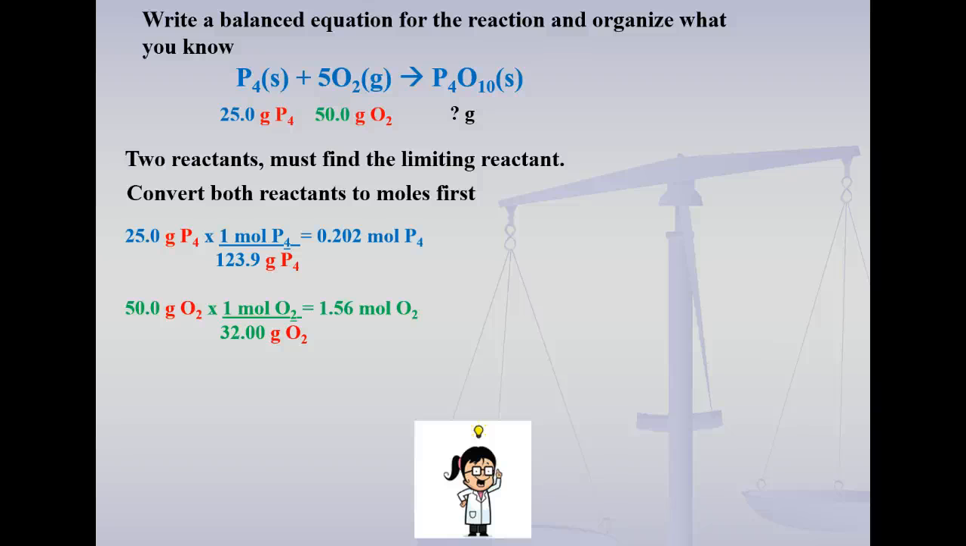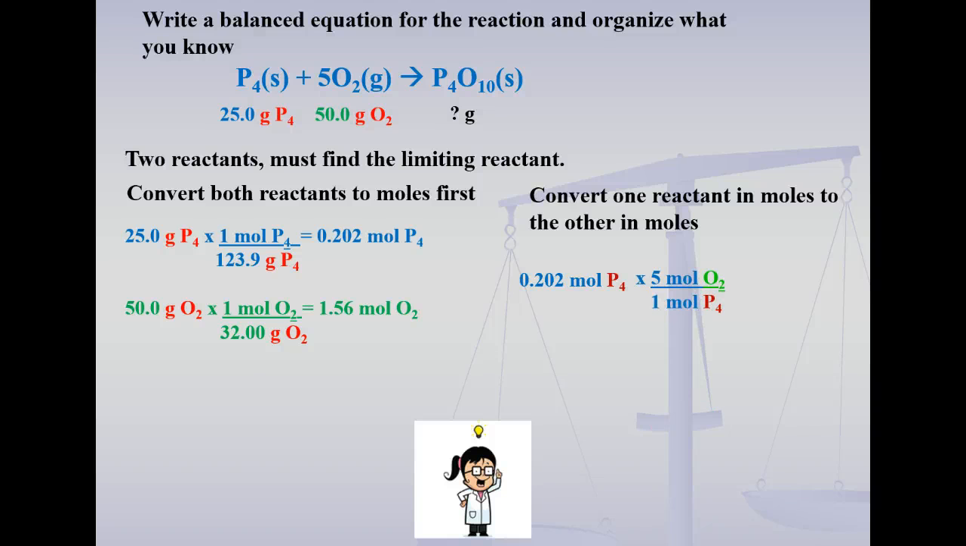You're converting both reactants to moles first. And here we have grams of P4 to moles of P4. You get 0.202 moles of P4. And then you're taking grams of oxygen, convert that to moles of oxygen. Next, convert one of your reactants in moles to the other in moles. So I started with P4. 0.202 moles of P4, mole ratio to oxygen. That gives us 0.101 moles of oxygen.